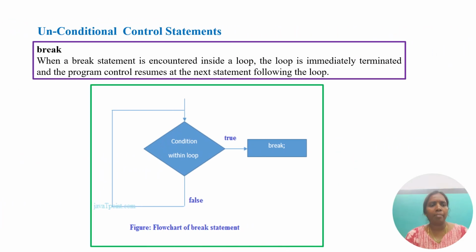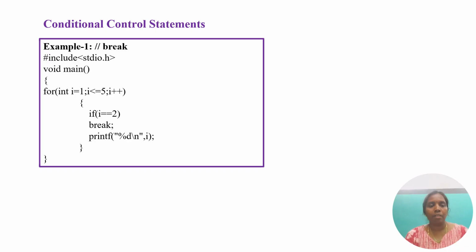Then the break statement. When a break statement is encountered inside a loop, the loop is immediately terminated and the program control resumes at the next statement after the loop. This is a small example for the break statement. Here we are using a for loop, and if i equal to 2, break. So the output for this code will be 1.